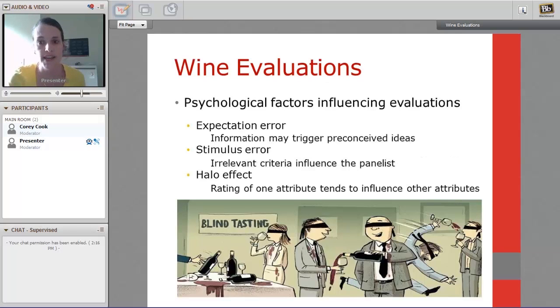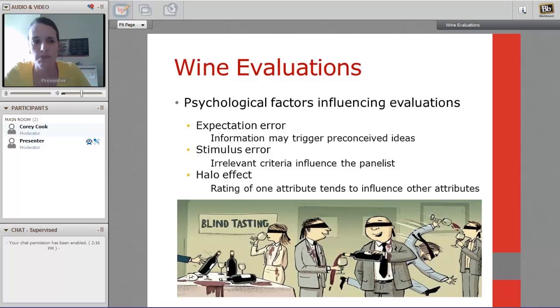Other psychological factors that influence evaluations. The physiological factors are things that can happen with our receptors and happen with our bodies. Psychological factors are just that: influences that have some sort of effect on how we evaluate our wines. So we've got the expectation error. Information can trigger preconceived ideas. If you're trying a wine and it's presented in a box, you may have certain ideas that come forth. If you have a wine and it looks a lot different than what you expect it to look like, you can also have different ideas that come forth.